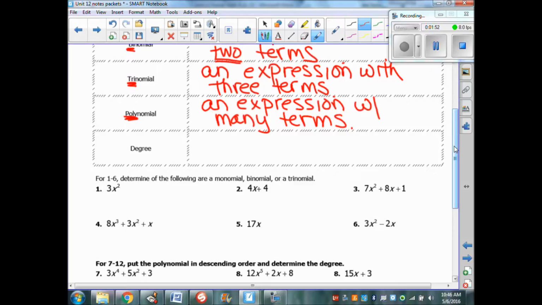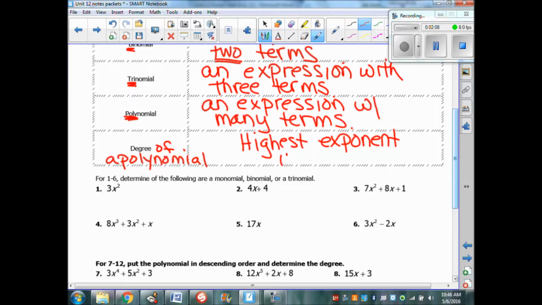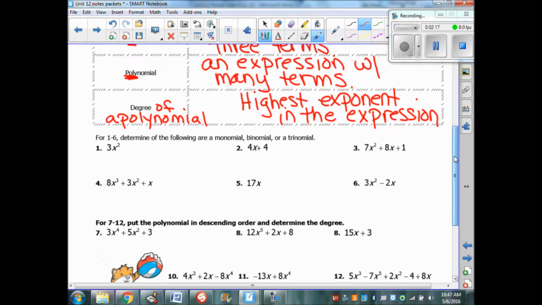And then the degree of a polynomial is the highest exponent in the expression. So we're going to do a few examples in each section, and then I'm going to have you do some on your own to bring to class. And we're going to talk about them in class.